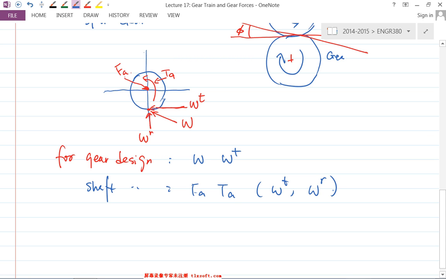Okay. Yeah. So you can draw free body diagram similarly for the gear. Just reverse directions, right? It's the same thing. It's okay. Yeah. WT at here, we have a name. We call it the transmitted load.